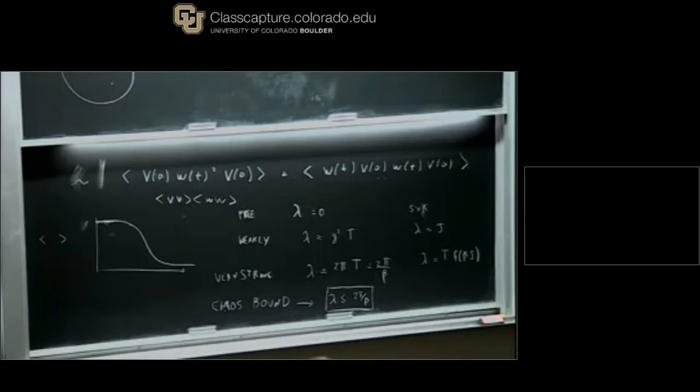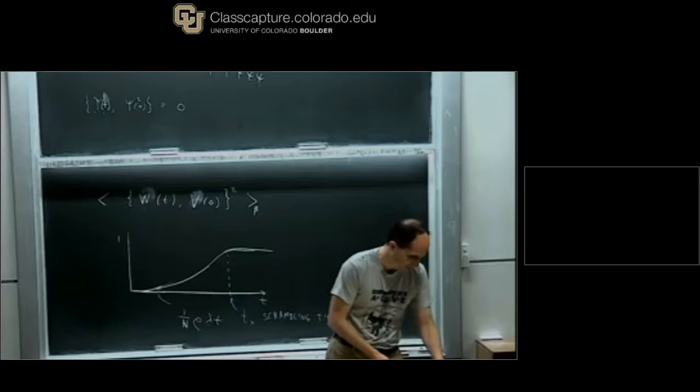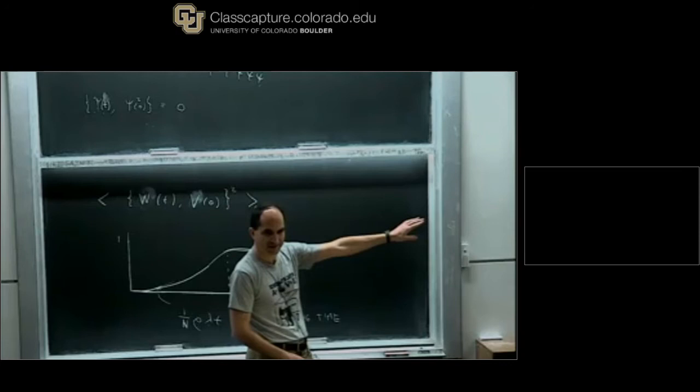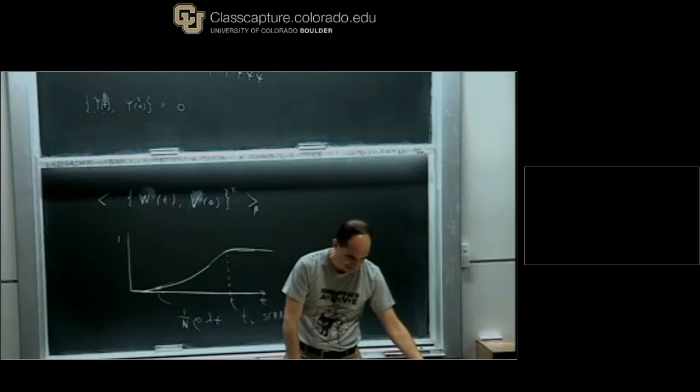Okay, so that's a general chaos discussion. The objective of this discussion was mainly to describe this notion of chaos, the fact that we are interested in out-of-time order correlation functions that expose this Lyapunov exponent, that definition, and then mention that there is a bound on this. Good.